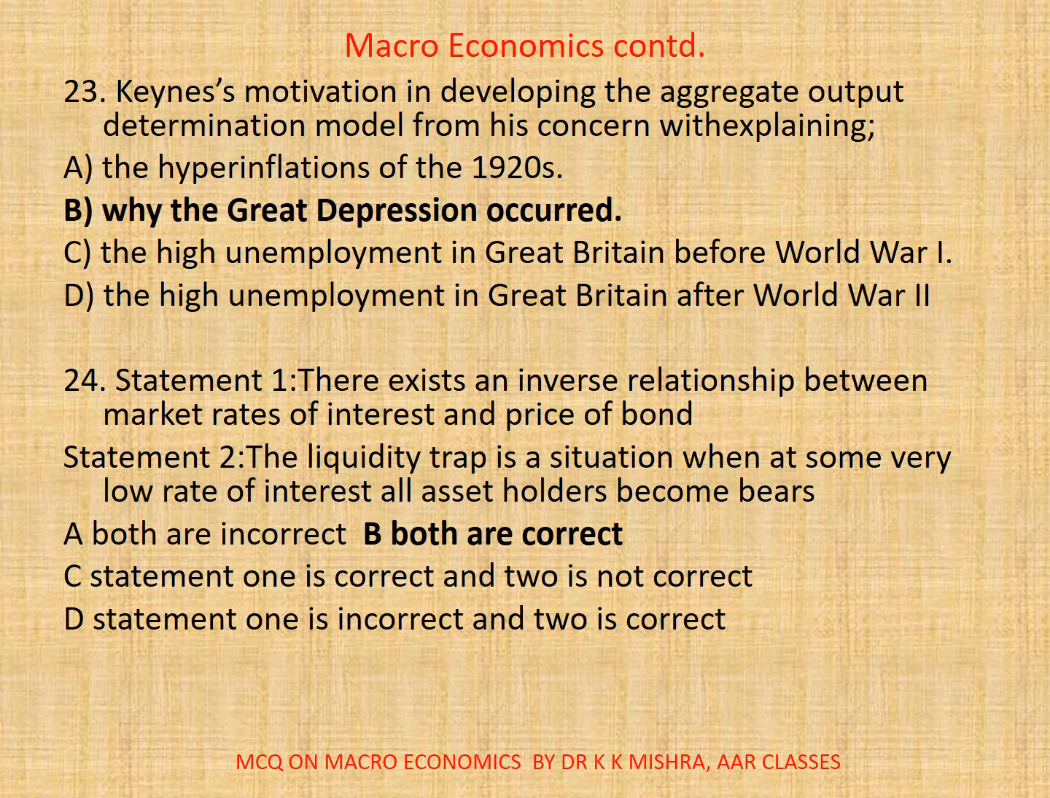23. Keynes' motivation in developing the aggregate output determination model came from his concern with explaining A. The hyperinflations of the 20s, B. The Great Depression that occurred in the 30s, or C. The high unemployment in Great Britain before World War I, or after World War II. Actually it is B. Why the Great Depression occurred.